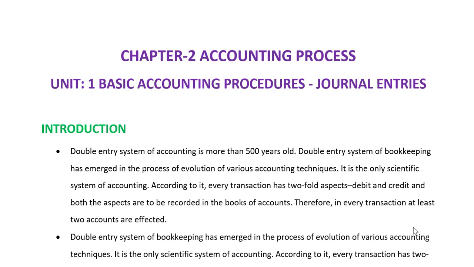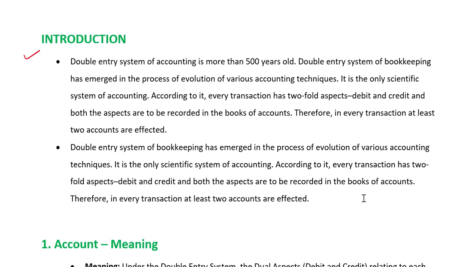Let me introduce this topic and guide you on what a double entry system of accounting is. The double entry system of accounting is around 5 years old. Basically, it is a system of bookkeeping where every entry of an account requires a corresponding opposite entry to a different account. So every debit entry has a corresponding credit effect.